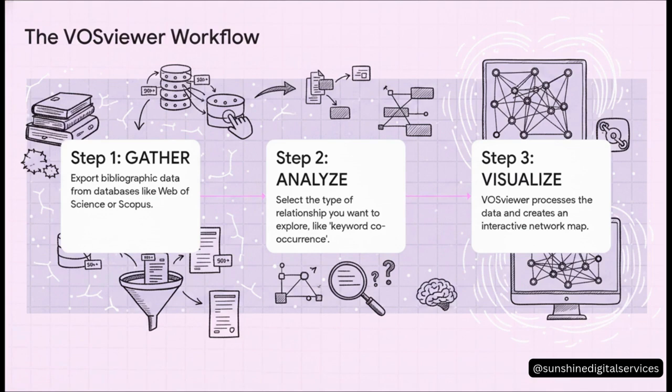Step two, you tell VOSviewer what you're looking for. Are you interested in keywords, authors, citations? You choose. And finally, step three, you just let the software do its thing. It crunches all that data and spits out your beautiful, interactive network map.